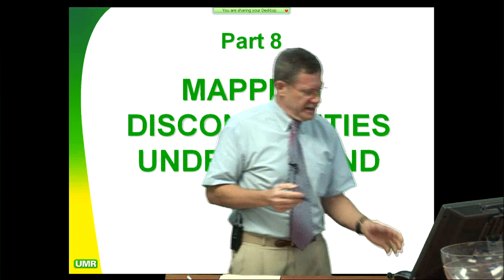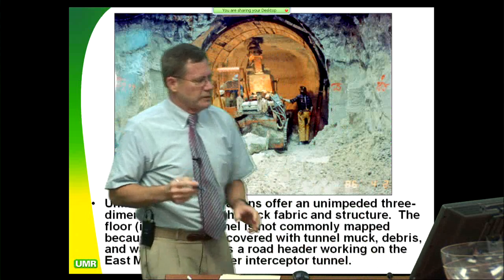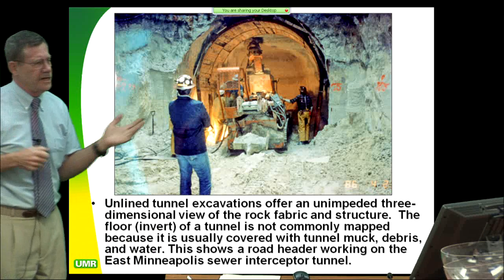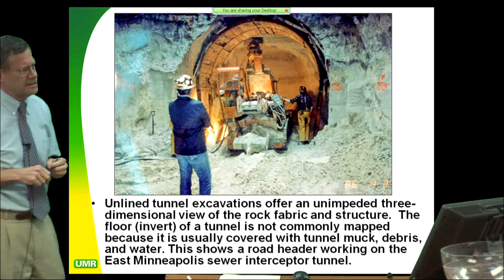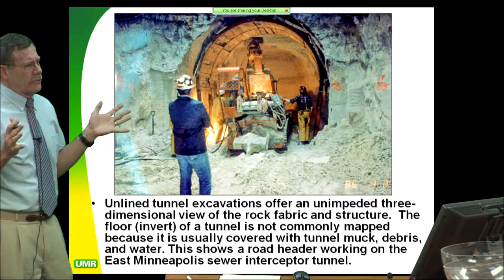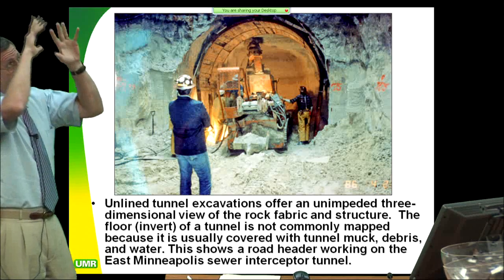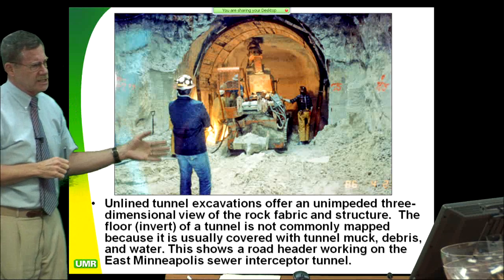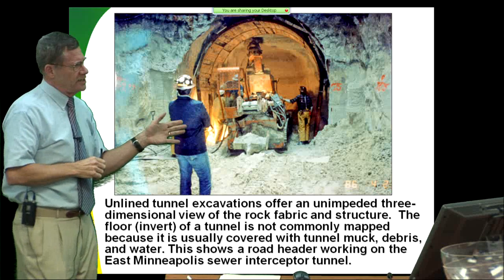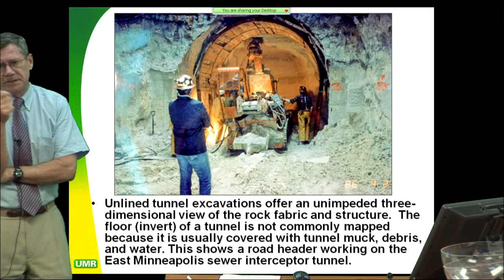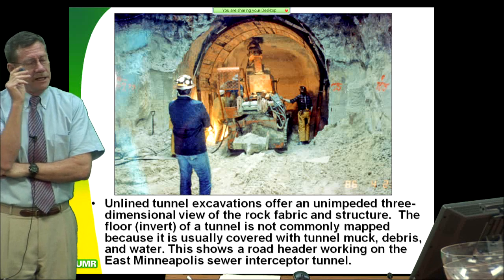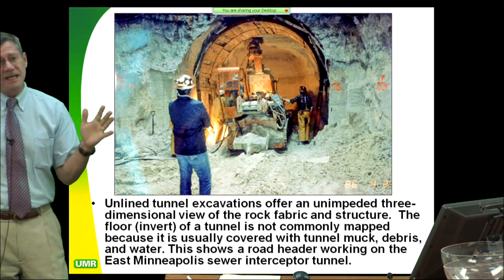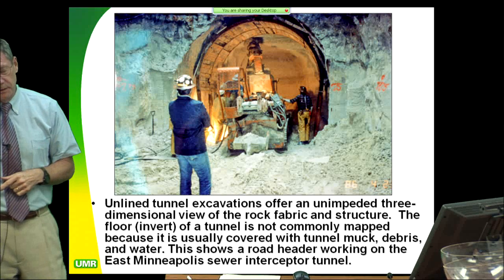Underground has all kinds of advantages for us because we can really see what's going on in 3 dimensions. Unlined tunnel excavations, like you see here on the East Minneapolis sewer interceptor tunnel, are incredible because you can get in there and map everything and see what you've got going on. Basically, an experienced engineering geologist on a project like this is looking for the aberrations. That's what he's standing there looking for. He knows what he expects to see, and that's what he's designed for. The reason he's out there full-time watching is to look for the aberrations.